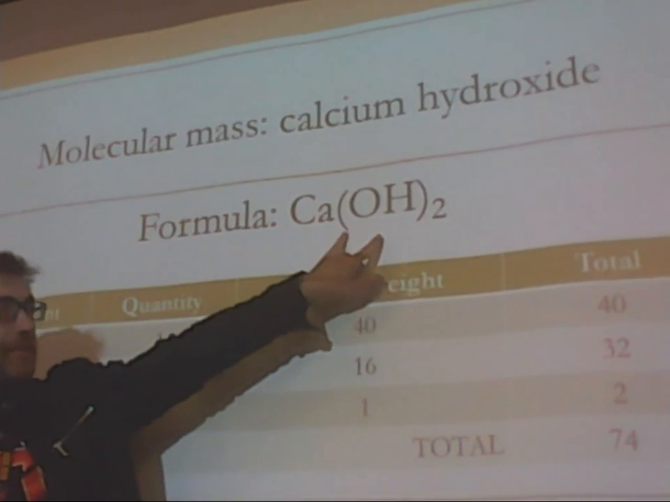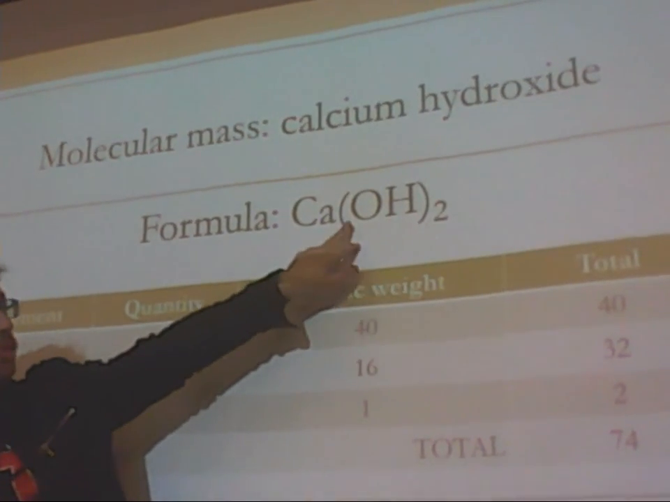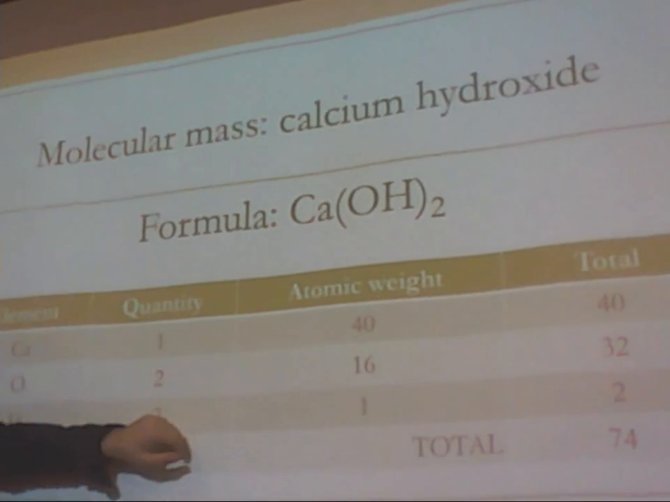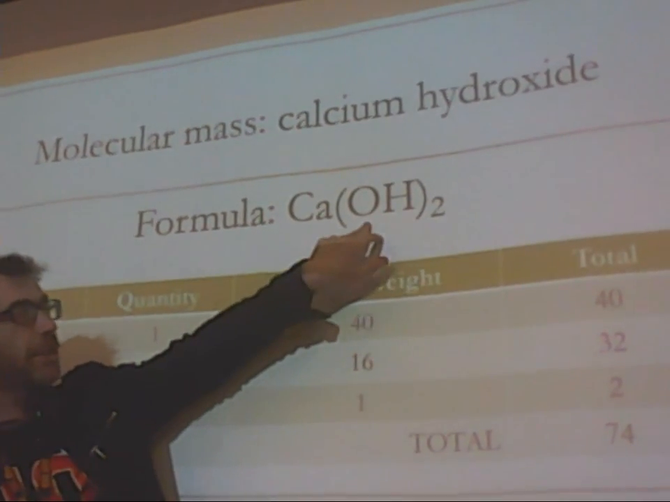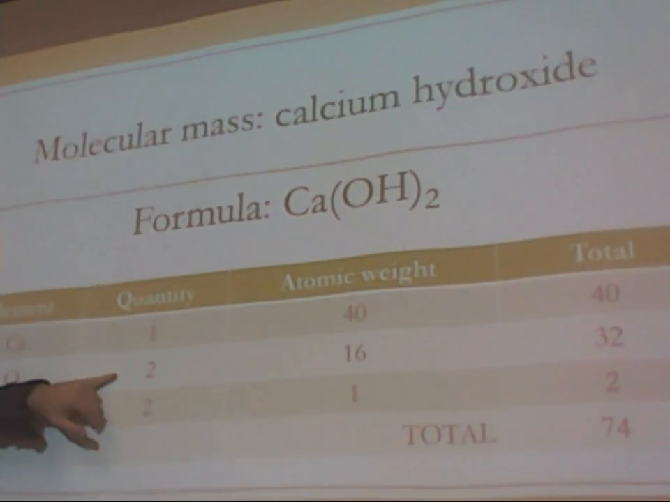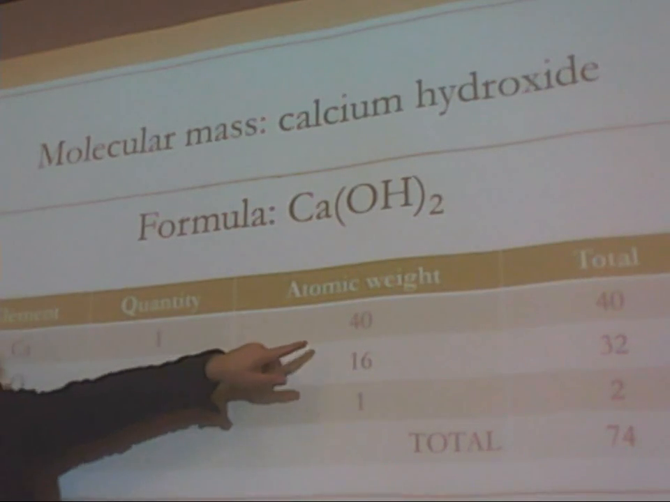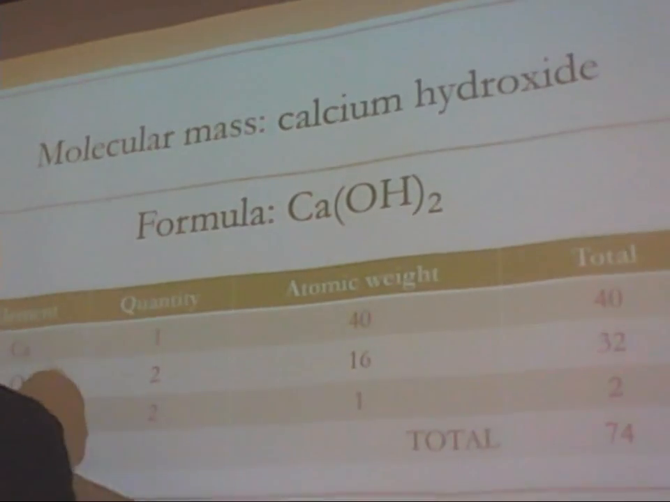When you have a 2 here with parentheses, it means you got 2 oxygens and 2 hydrogens, okay? Here, 2 and 2. Okay, this 2 goes for everything that is in the parentheses, okay? So I got 1 calcium, 2 oxygens, 2 hydrogens. You get atomic weight from the table, and then you multiply and add, okay?